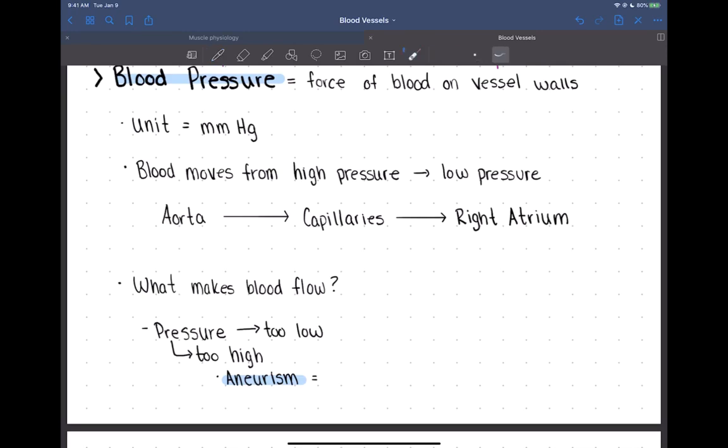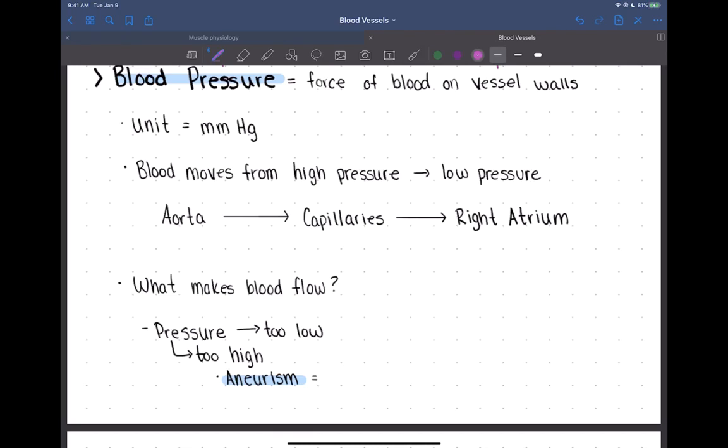And so we measure blood pressure in millimeters of mercury, right? That's just a unit for pressure. So when you take someone's blood pressure, you get that 120/80 number. That's 120 millimeters of mercury over 80 millimeters of mercury. Okay? And so pressure in the network of blood vessels is critically important because that is what causes blood to move. So blood moves from high pressure to low pressure.